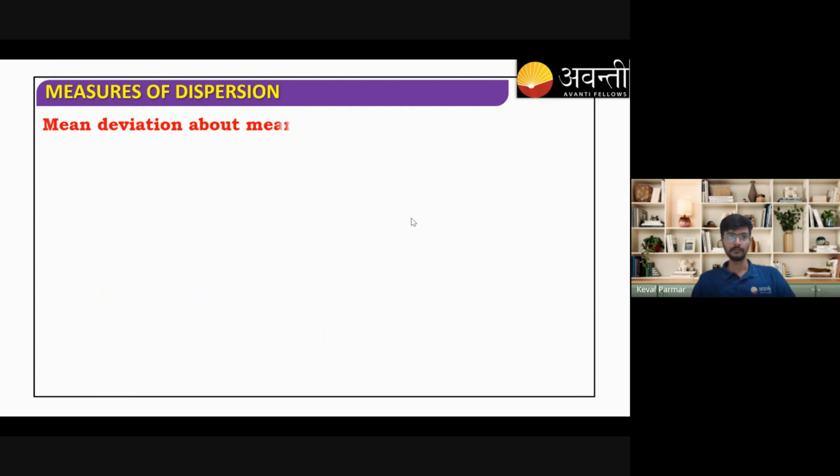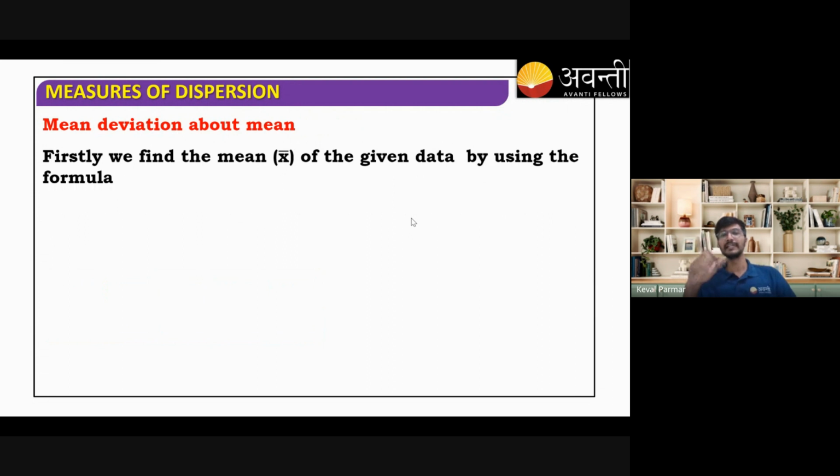Mean deviation about mean. How to find mean deviation about mean? First, we need to find the mean. We already discussed in the previous class how to find mean for grouped data. So, how to find mean? It is summation fi into xi upon summation fi.